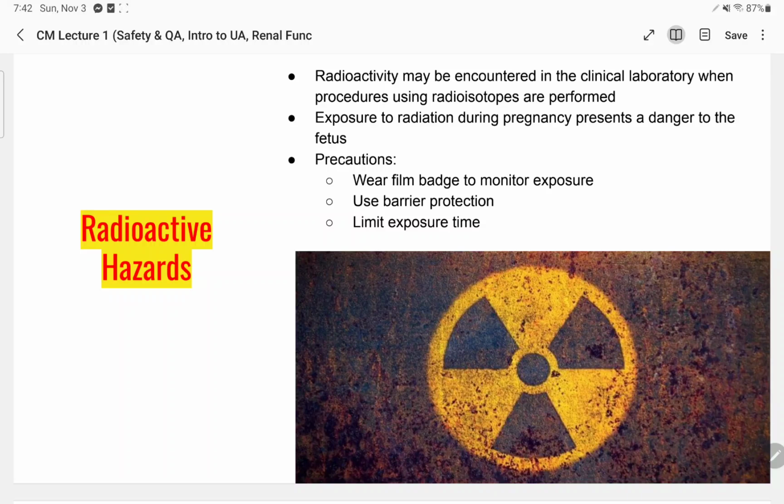Okay? So, what do we do if dili na to malikayan? Kung maggamit gyud ta ani, or ma-expose gyud ta ani, so we wear film badge to monitor exposure. Okay? So, wear your film badge and then use barrier protection as much as possible and then you limit your exposure time. Okay? So, as much as possible, dili ka magtambay dinhi. Kung paspas, mas maayo. Para dili ka ma-expose ani nga radiation. Okay? Pwede gyud ni makaapekto sa imuhang DNA and also even cause cancer.